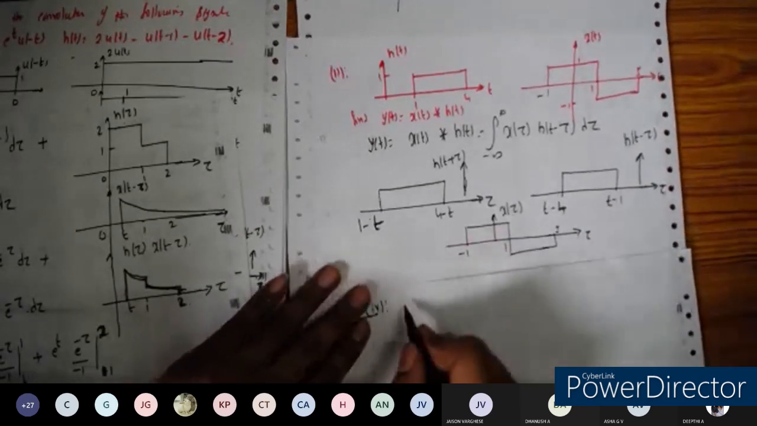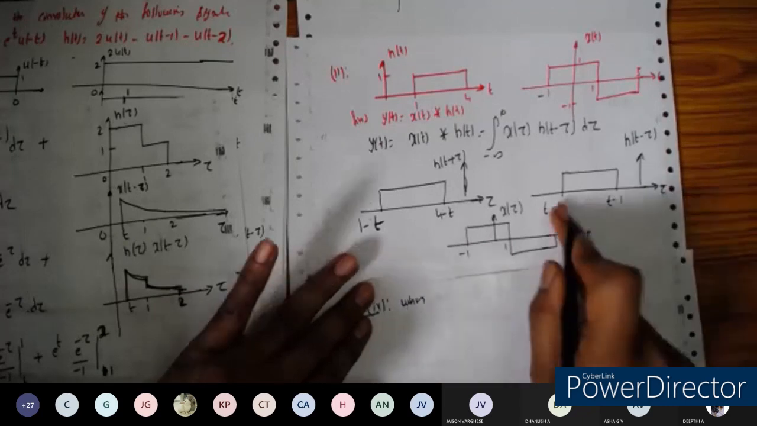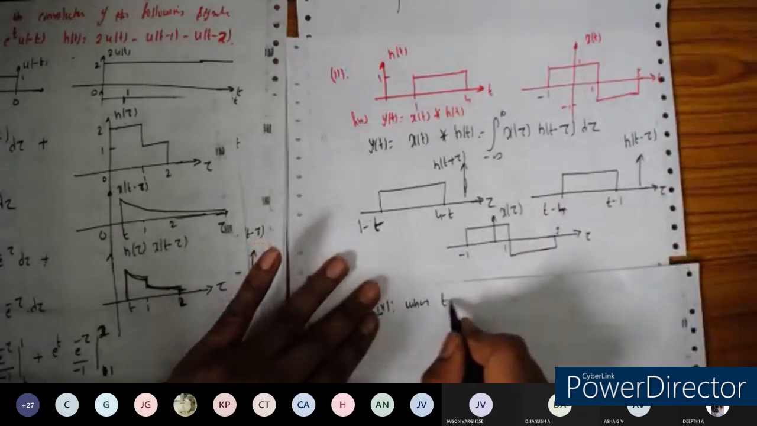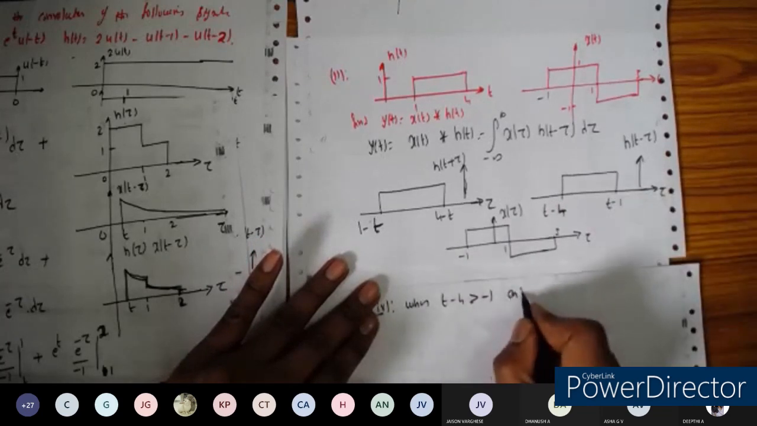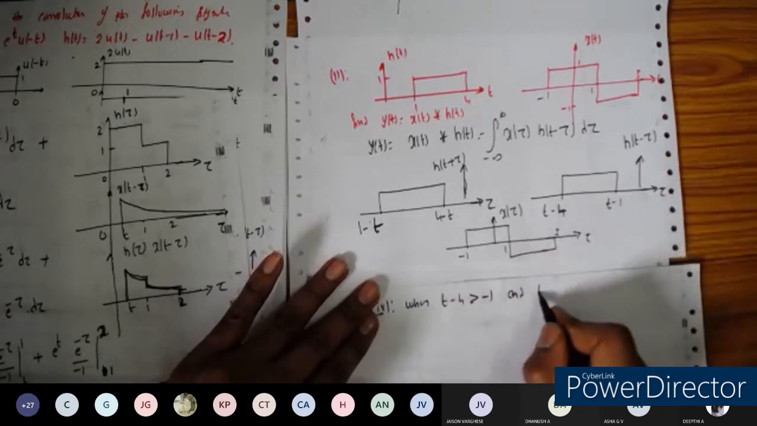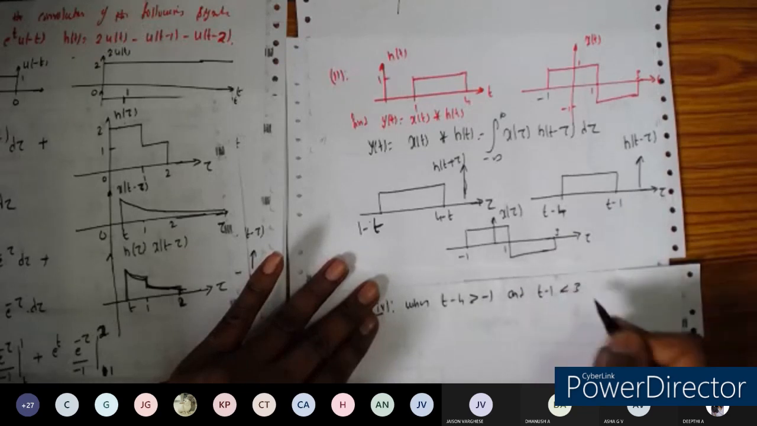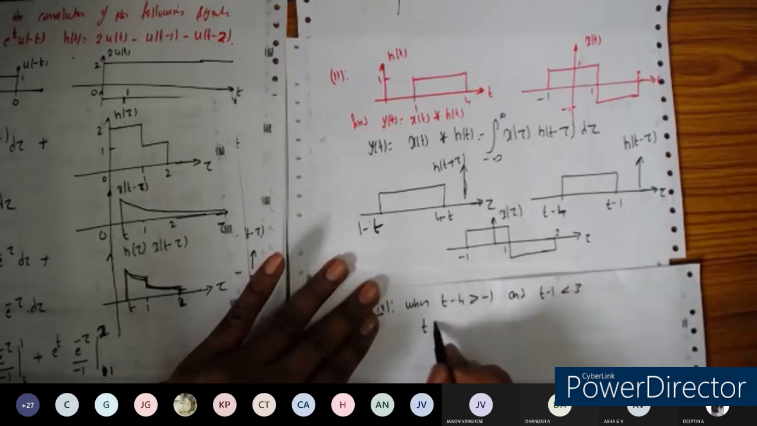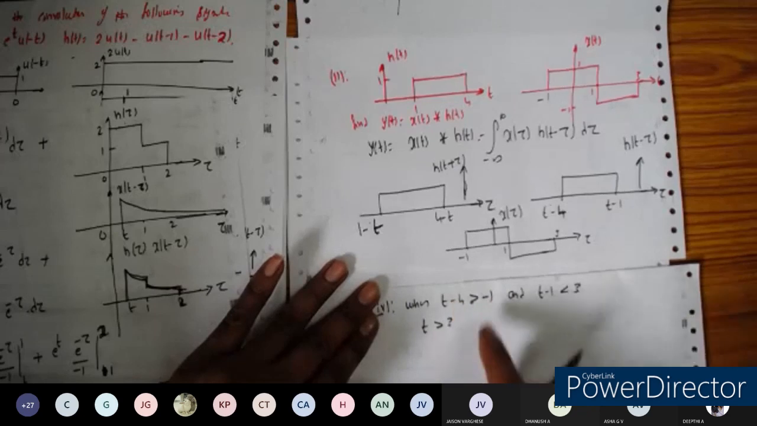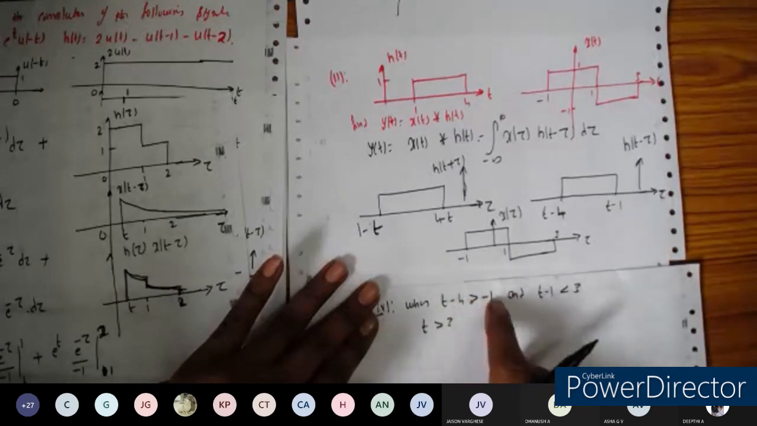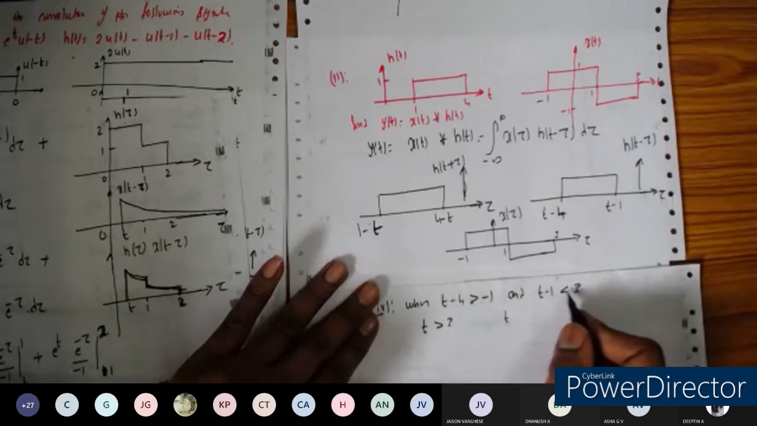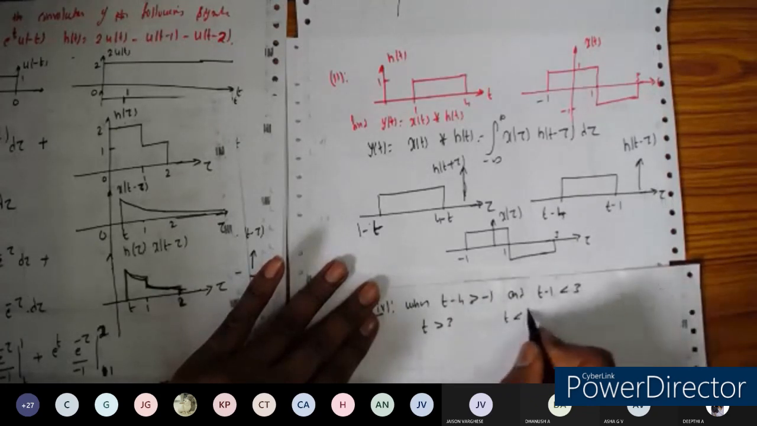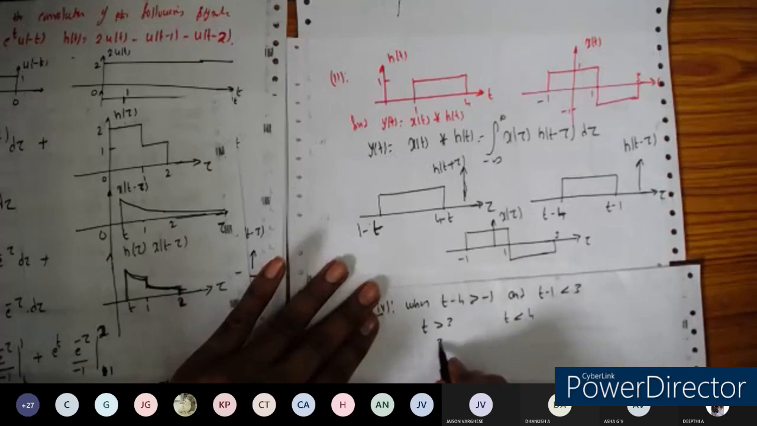So take case 4, when t minus 4 is greater than minus 1, and in the meantime t minus 1 is less than 3. Let us send this side: t minus 1 is less than 3, so t is less than 4. And t minus 4 greater than minus 1, sending 4 that side, t is greater than 3. So this implies 3 is less than t is less than 4.